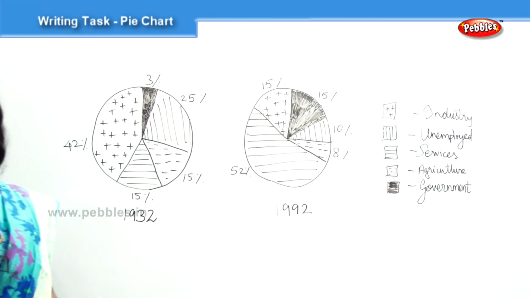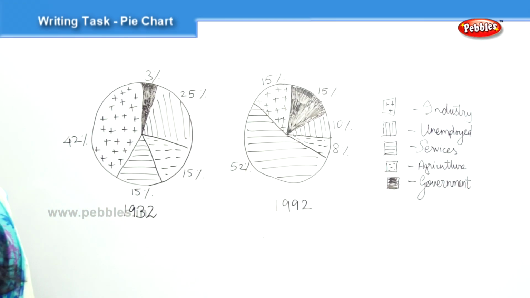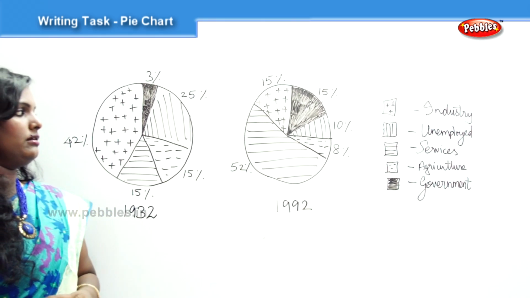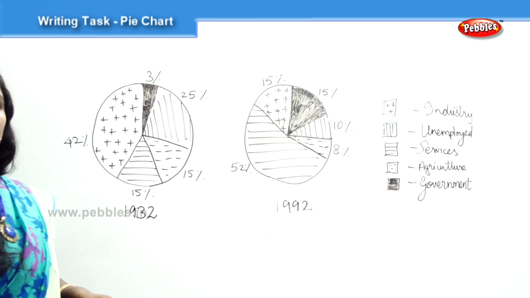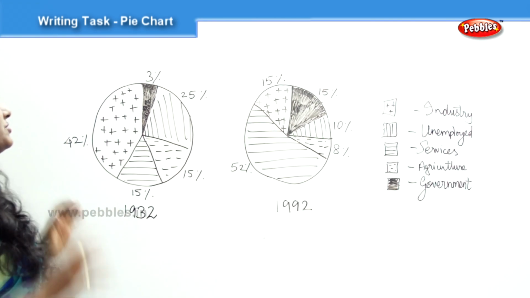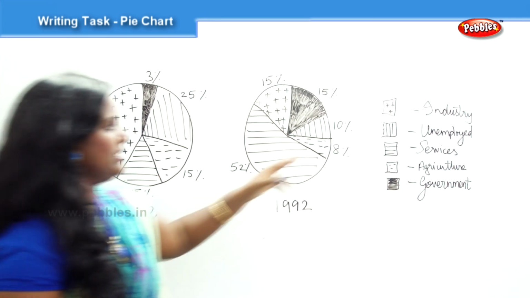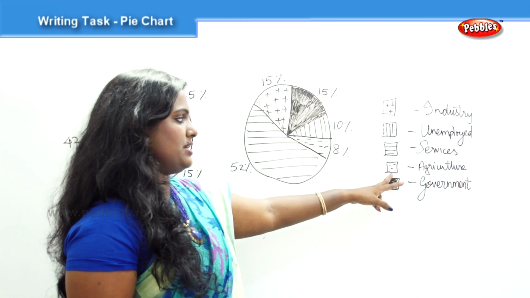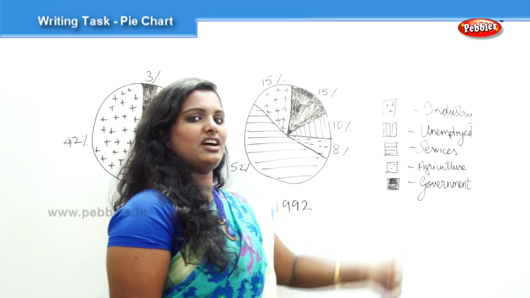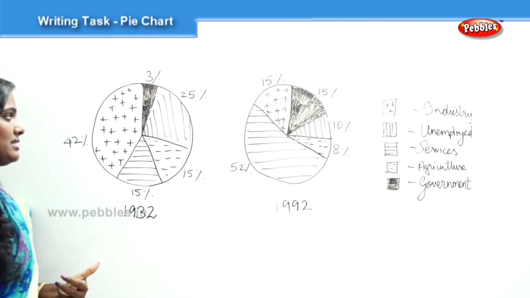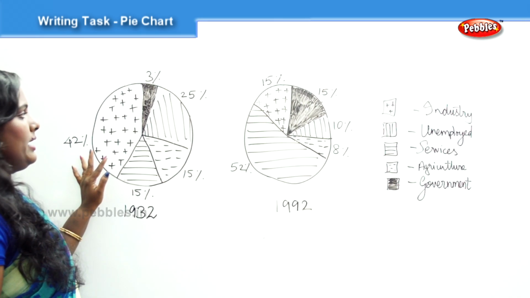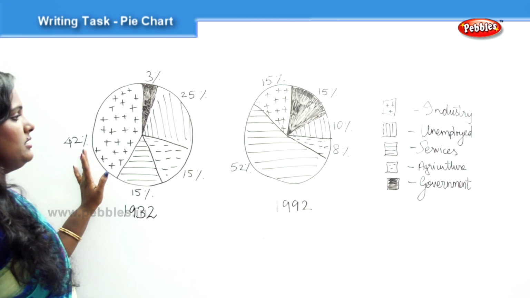So here you are presented with two pie charts, one for the year 1932 and the other for the year 1992, for the people of the Philippines, the employment rate. So here you have people who are working in the industry, unemployed, services industry, agriculture and fishing, and the government services.